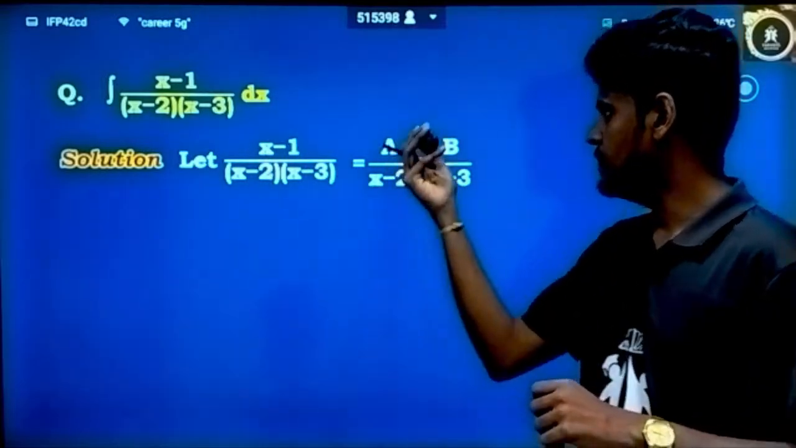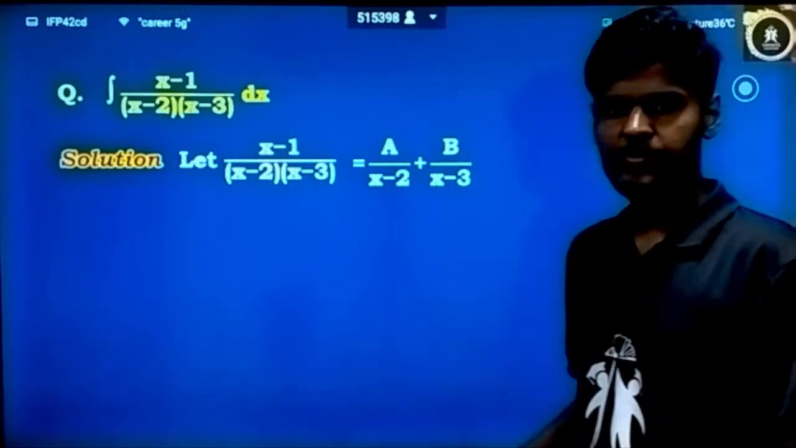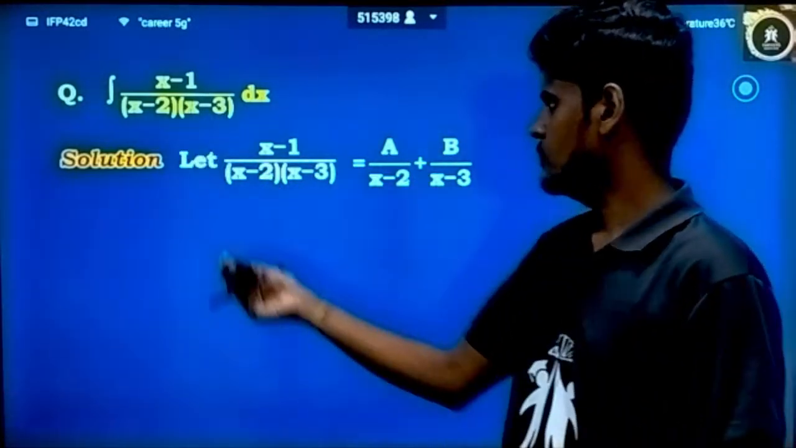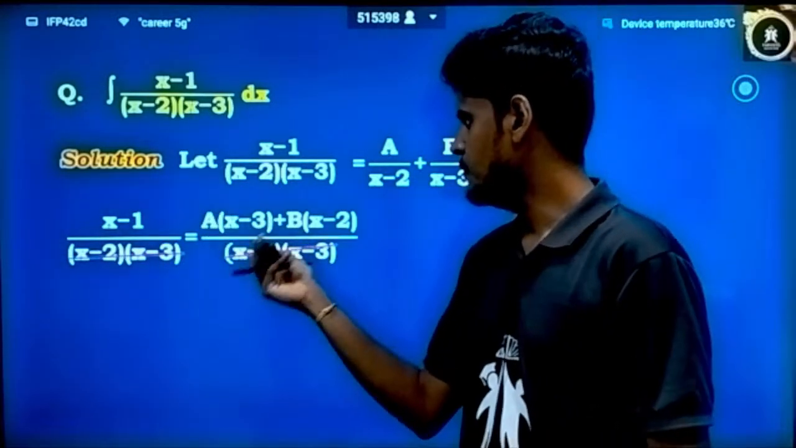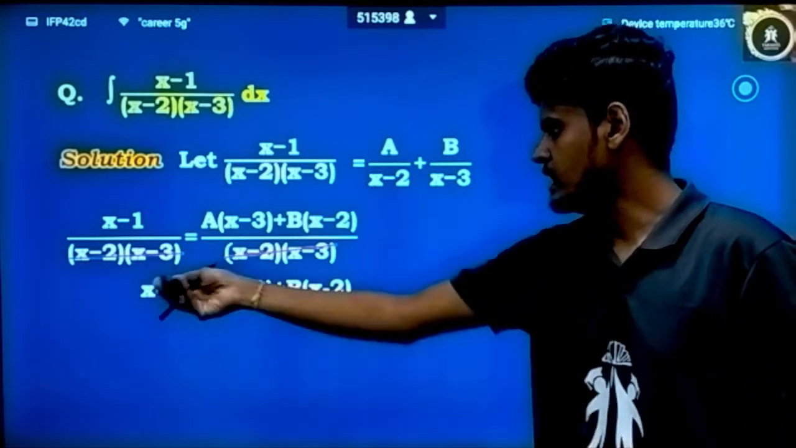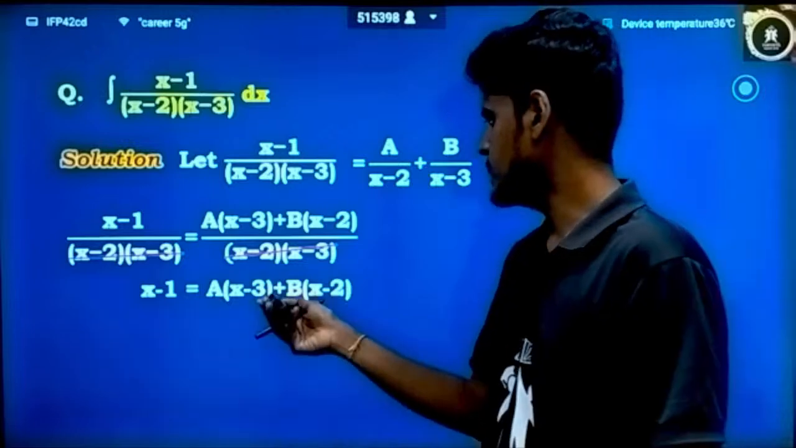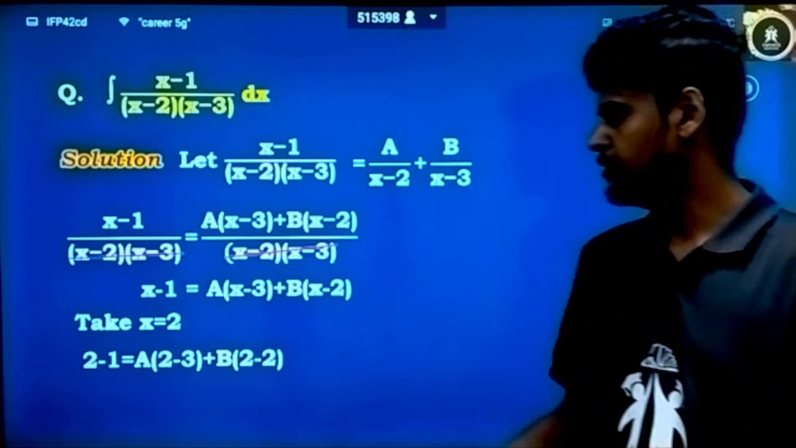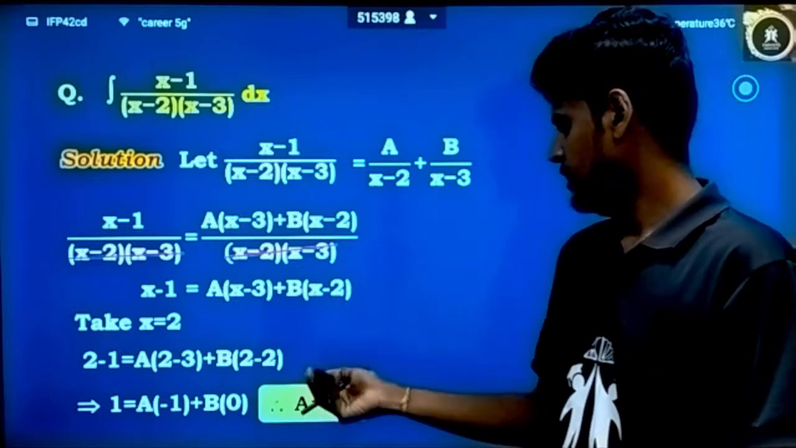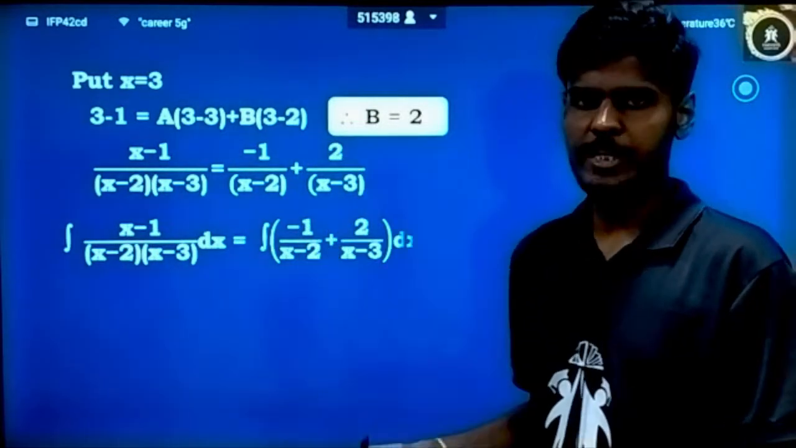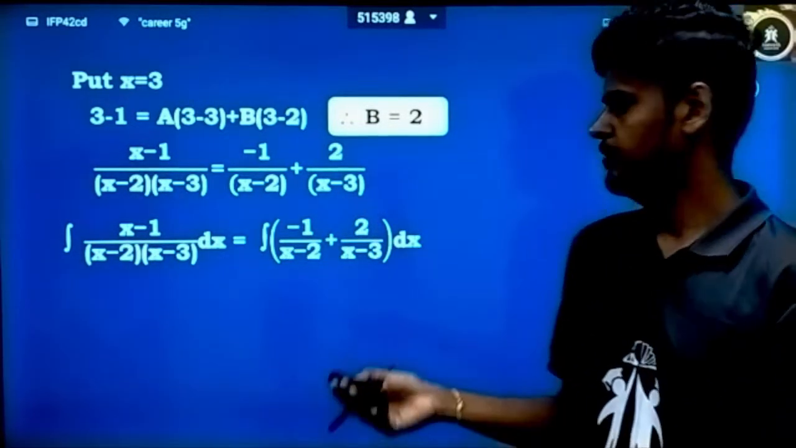So first we will write this term as a by x minus 2 plus b by x minus 3, based on the partial fraction table we have seen before. Then what we will do? Equate the left hand and right hand side, the denominator will get cancelled, and x minus 1 is equal to a into x minus 3 plus b into x minus 2. Then substitute some value for x, and we will get the a value as well as the b value. Then what we need to do? Write this in partial fraction terms and integrate.